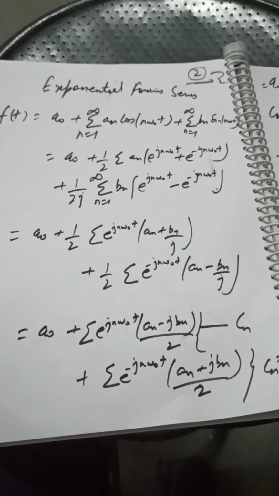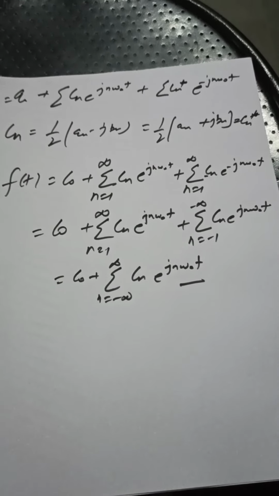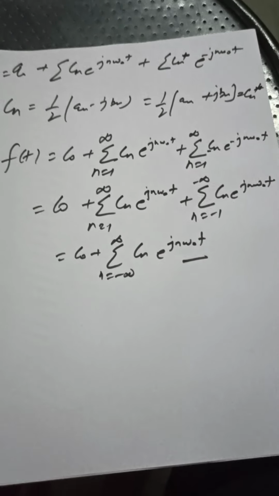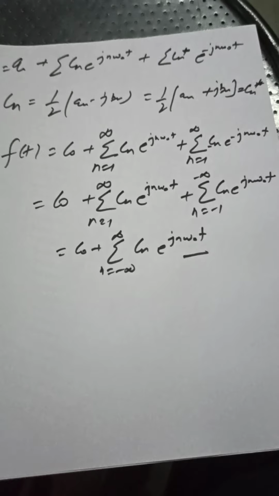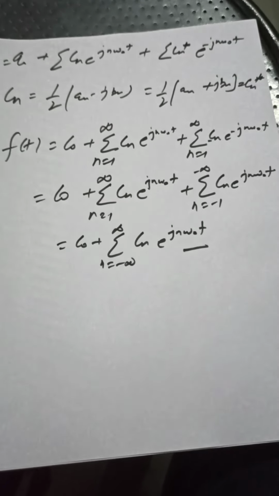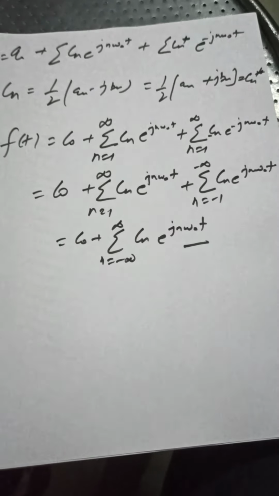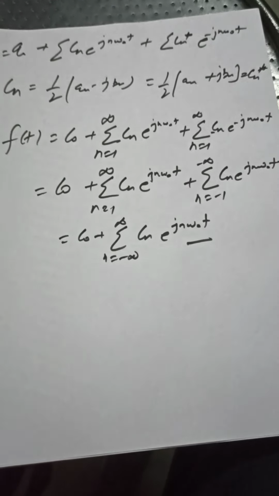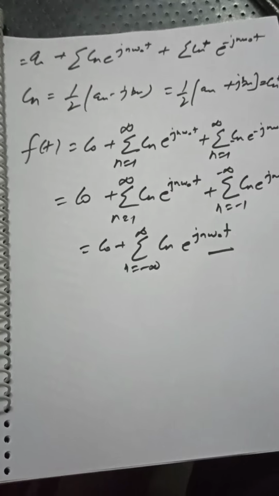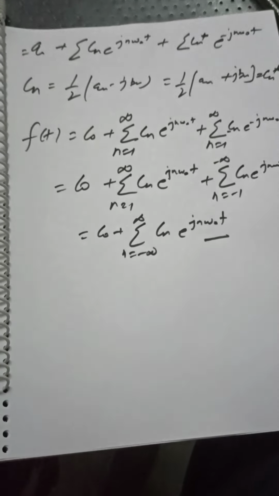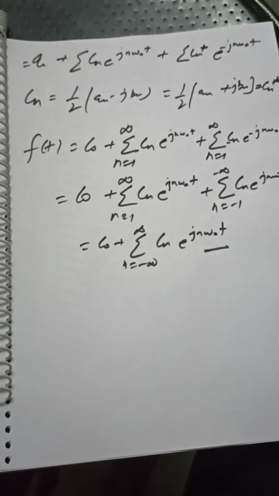Okay, now come to the next part. A naught plus summation Cn e to the power j n omega naught t plus Cn star e to the power minus j n omega naught t. As I had already told you, we are getting these Cn e to the power j n omega naught t and Cn bar terms. Now see the next line. The next line is Cn equals half an minus jbn.